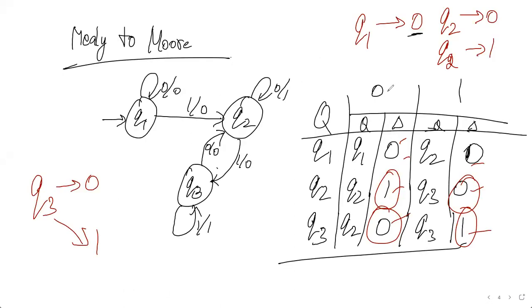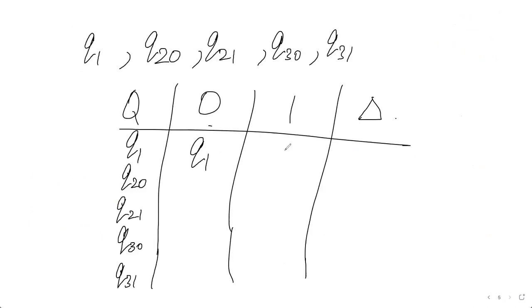Transition for Q1 on 0 is Q1, which we know. Cool. Now Q1 on 1 is Q2. But which output? Q2 is associated with which output? 0. So this will become Q2 0. And the output associated with Q1 is 0. Okay, so this is what it is.